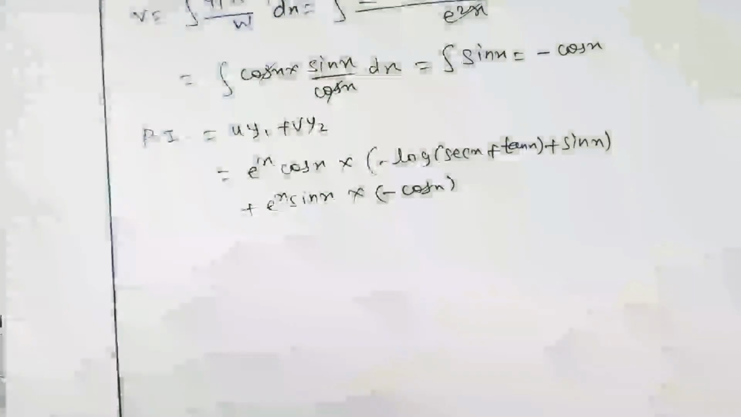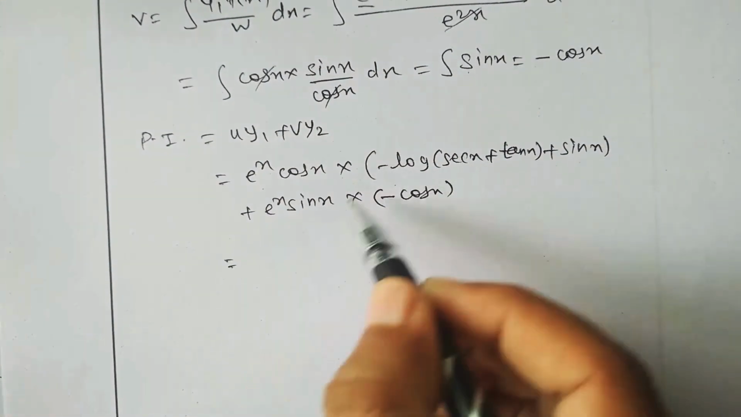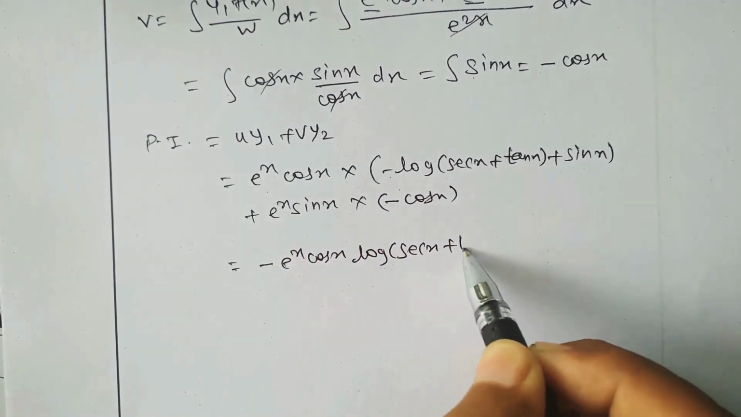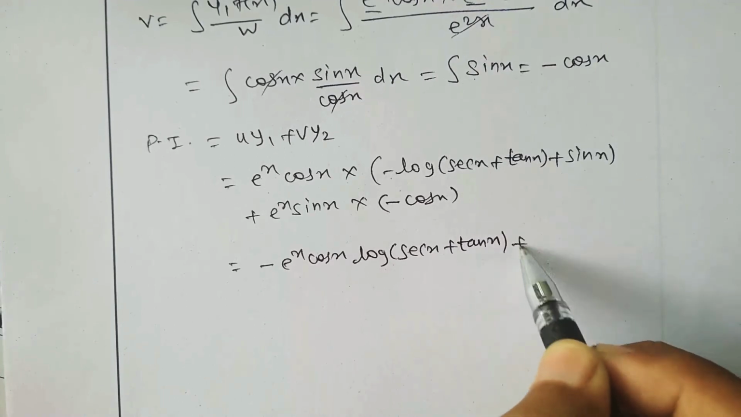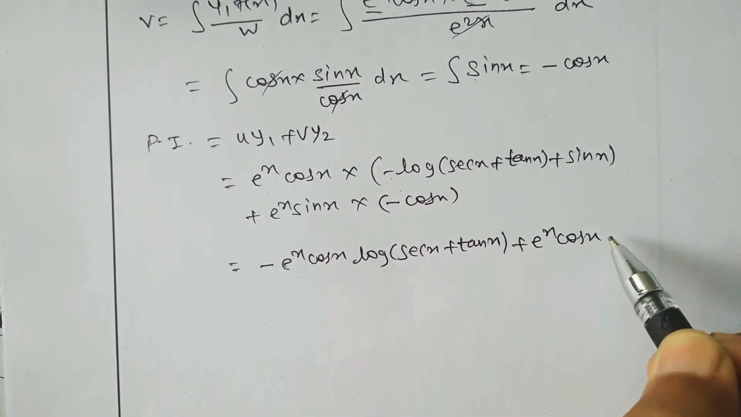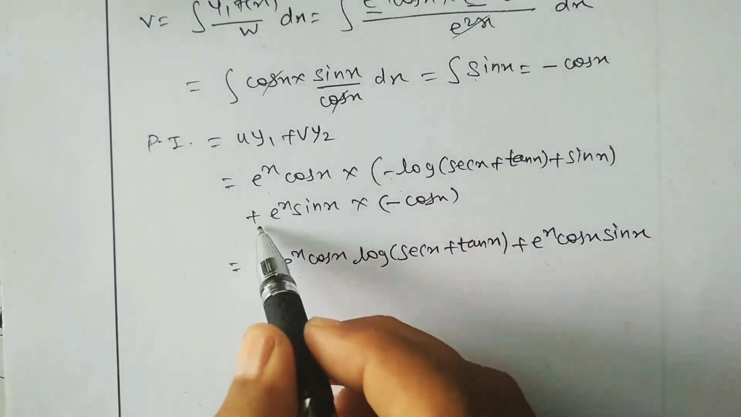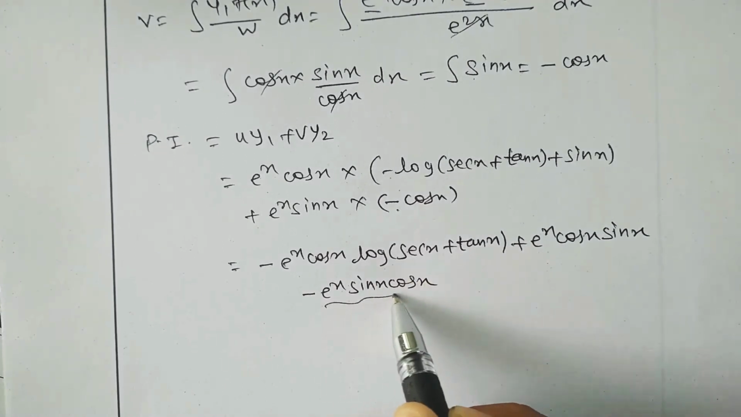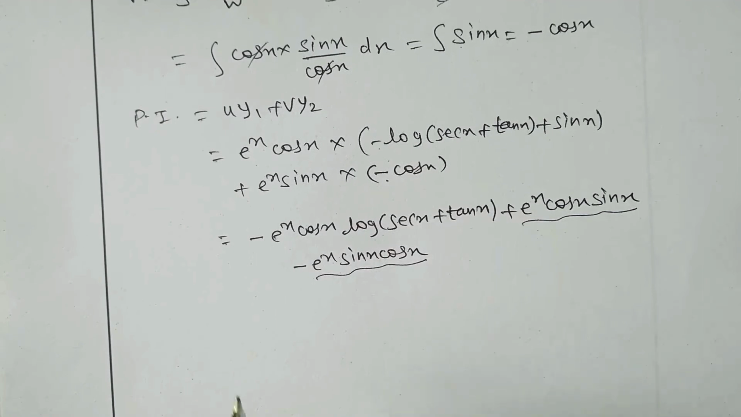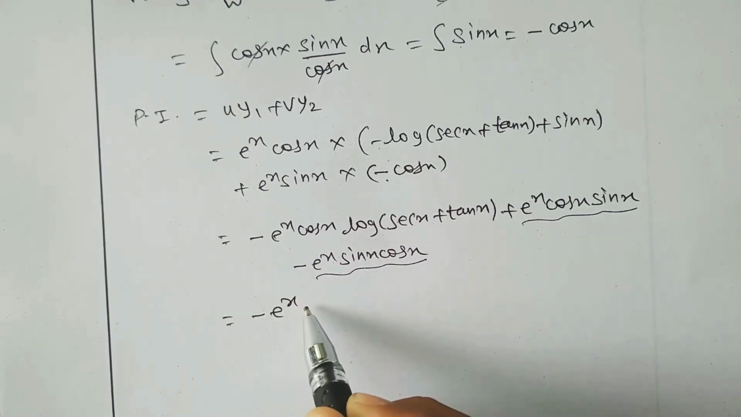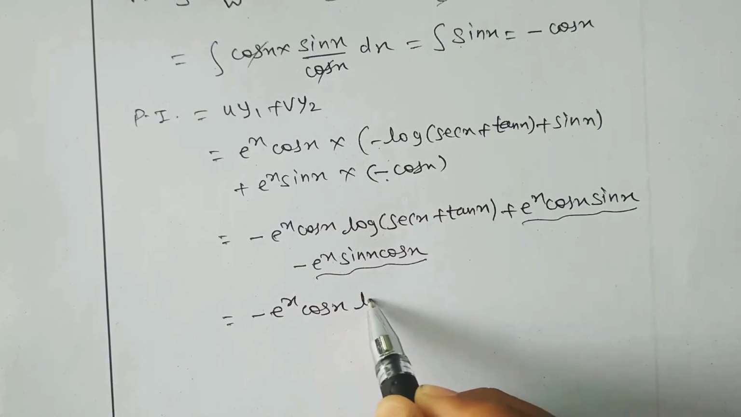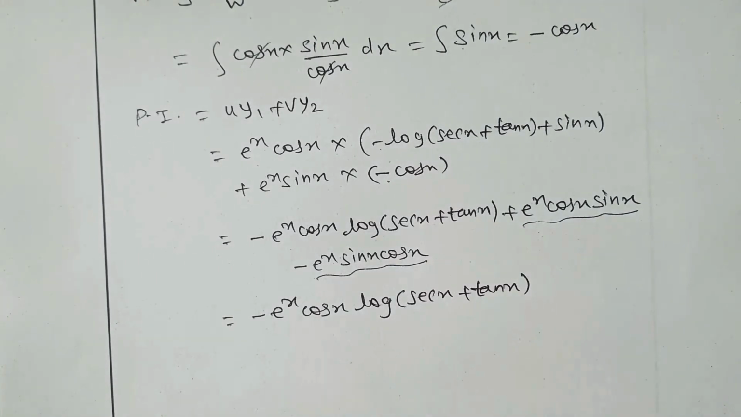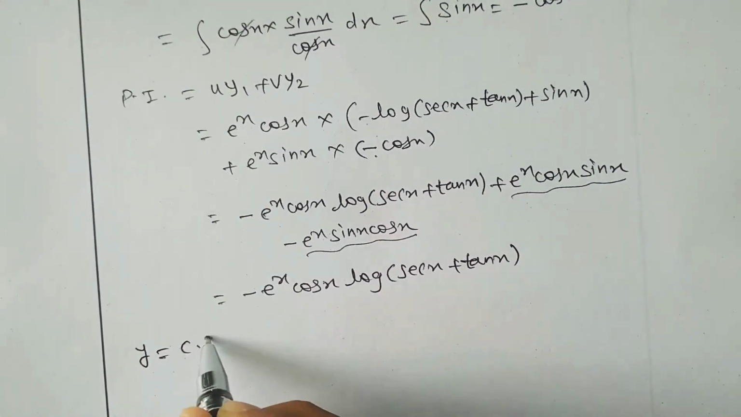So simplifying this, we will get minus e raised to x cos x into log of sec x plus tan x, plus e raised to x cos x into sin x, and this plus and this minus, so minus e raised to x sin x into cos x. So this term minus and this term plus get cancelled. So you will get PI is minus e raised to x cos x log of sec x plus tan x. So the general solution is given by y equals CF plus PI.